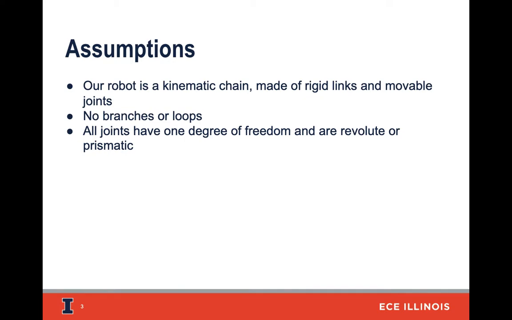In this class, we have several assumptions of the robot. Our robot is a kinematic chain made of rigid links and movable joints. There will be no branches or loops, and all joints have 1 degree of freedom. So the joint will either be a revolute joint or a prismatic joint.